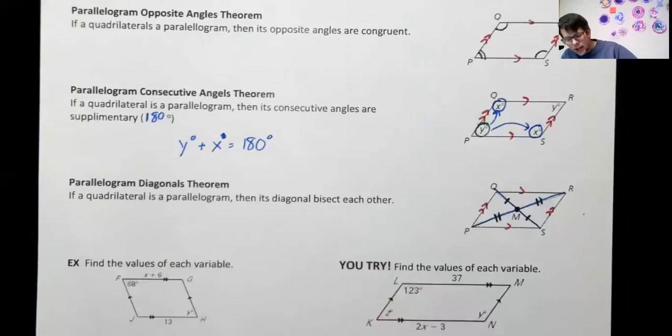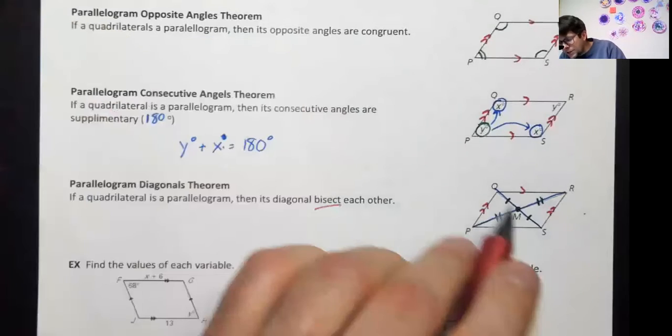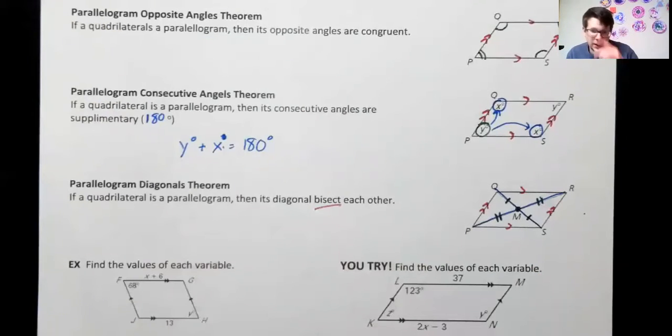And the word that we use to describe this is the word bisector. Each diagonal is going to cut the other diagonal perfectly in half. It's going to bisect the other diagonal.